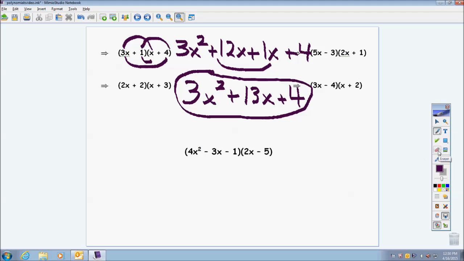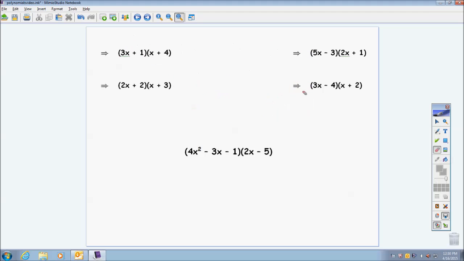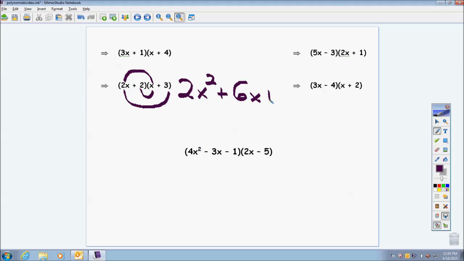I'm just going to do these real quick. I'm going to just do one and then erase it, and then do another one. In no particular order, I'll do this one. 2x times x is 2x squared. Remember, we're not adding here. We're multiplying. It's not 3x. 2x times x is 2x squared. And then outer is 6x. And then the middle is 2x. And then the last terms, 2 times 3, is 6.